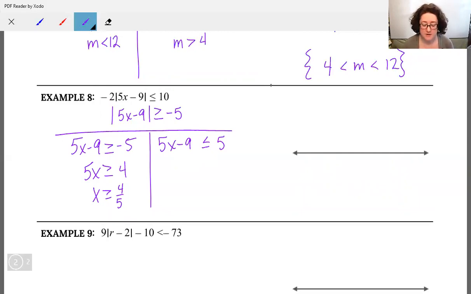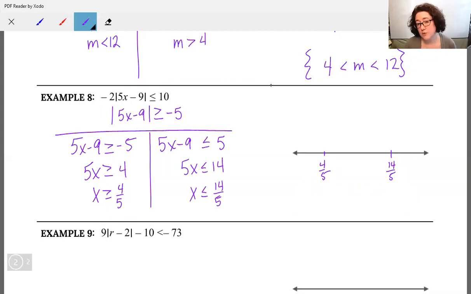Okay, same scenario, same steps. So add a 9 to both sides. So 5x is less than or equal to 14. And divide both sides by 5. So x is less than or equal to 14 divided by 5. Again, reduced, so I'm just going to leave it. 4/5 is definitely smaller than 14/5, so it's going to go towards the left and 14/5 towards the right.